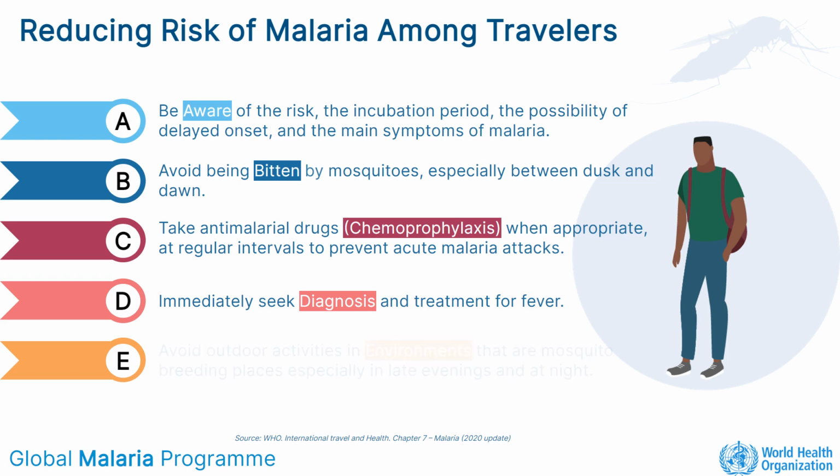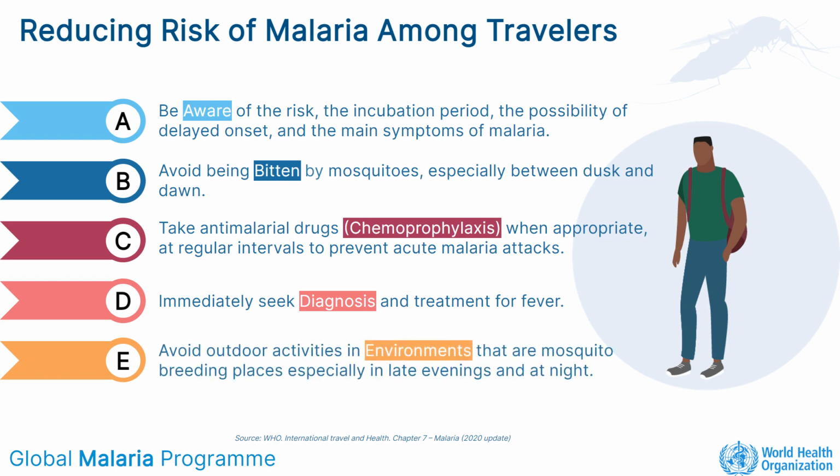E, avoid outdoor activities in environments that contain larval habitats, such as swamps or marshy areas, especially in late evenings and at night. In general, travelers should limit their outdoor exposure in areas with ongoing transmission of malaria, particularly where outdoor biting vectors predominate, to reduce their risk of infection. These recommendations are clearly beneficial to the traveler and may also help reduce the chances of importation of parasites into areas that are preventing reestablishment of transmission.